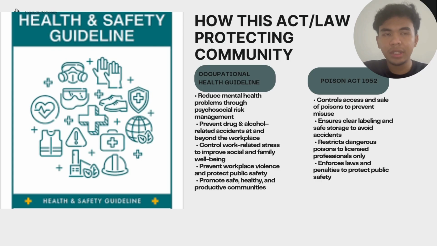So, how do this act and law protect the community? The Occupational Health Guidelines reduce mental health problems through psychological risk management, and they also prevent drug and alcohol-related accidents beyond the workplace, and control work-related stress to improve social and family well-being. And lastly, they prevent workplace violence and protect public safety, and promote safe, healthy and productive communities. The Poison Act 1952 can control the access and sale of poison to prevent misuse.